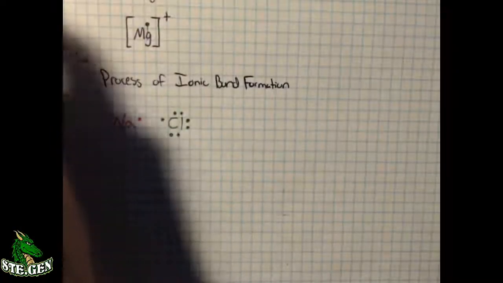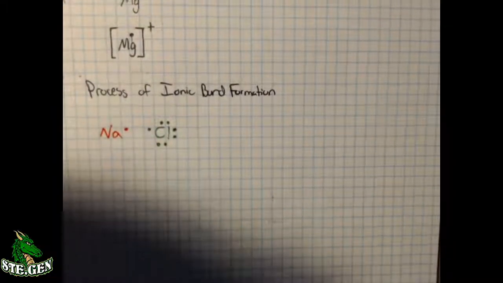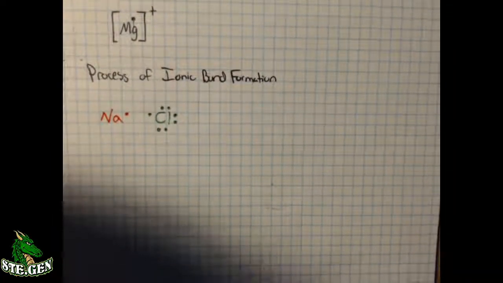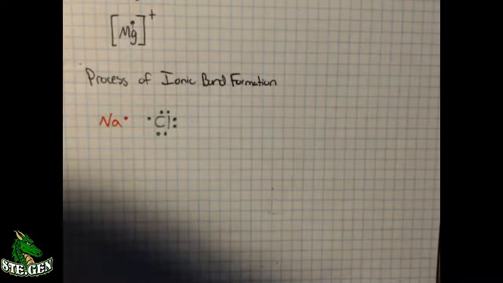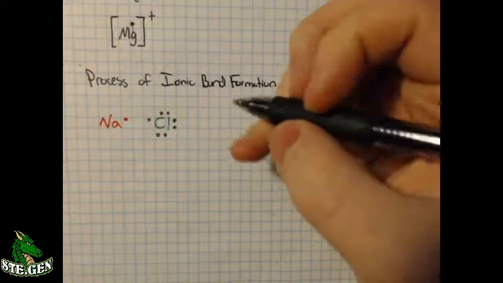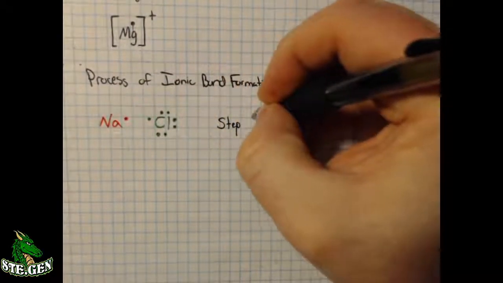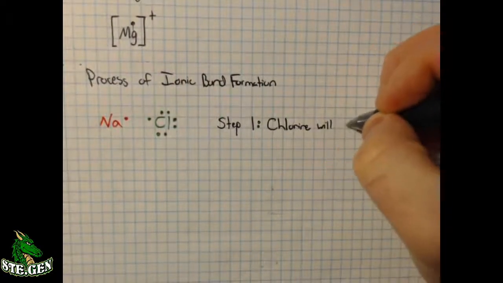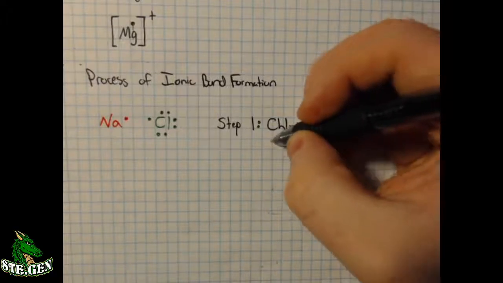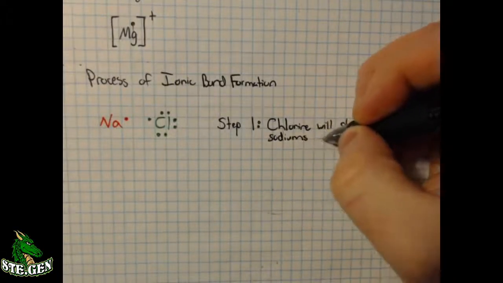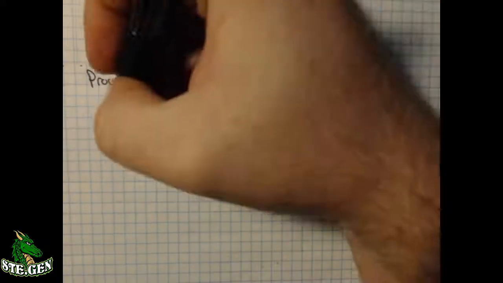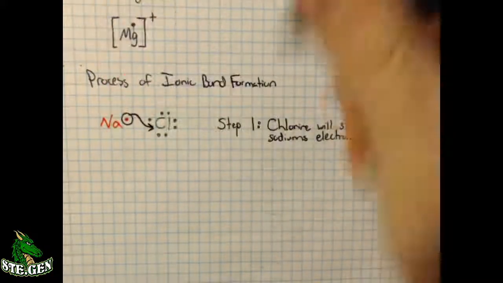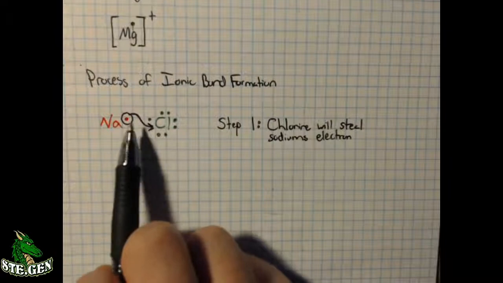So the first thing that's going to happen in the formation of an ionic bond, let me move this thing out of the way. I apologize if that made a loud noise for everybody. Okay, so step 1 is that chlorine will steal sodium's electron. So this electron here that was attached to sodium is now going to go to chlorine.